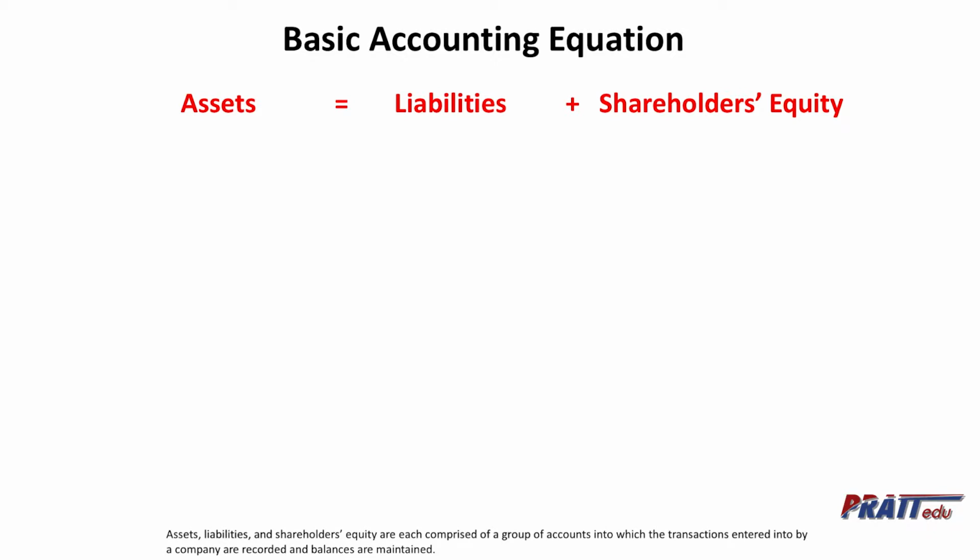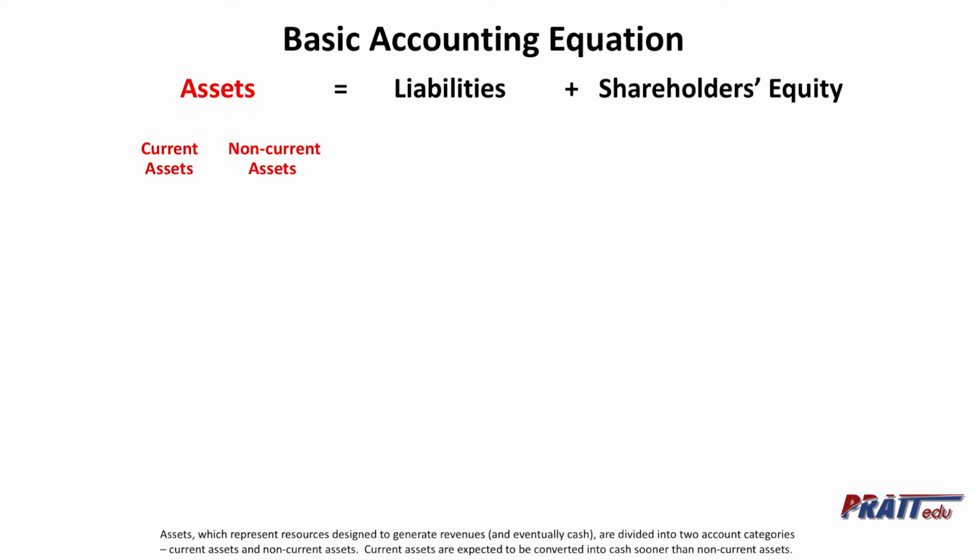Assets, liabilities, and shareholders' equity are each comprised of a group of accounts into which the transactions entered into by a company are recorded and balances are maintained. Assets, which represent resources designed to generate revenues and eventually cash, are divided into 2 account categories: current assets and non-current assets. Current assets are expected to be converted into cash sooner than non-current assets.